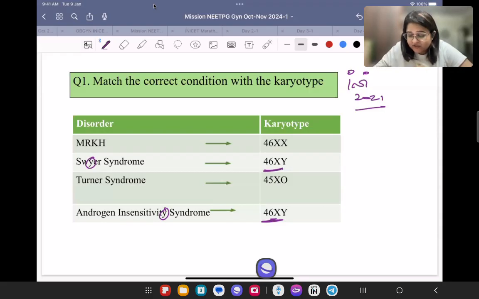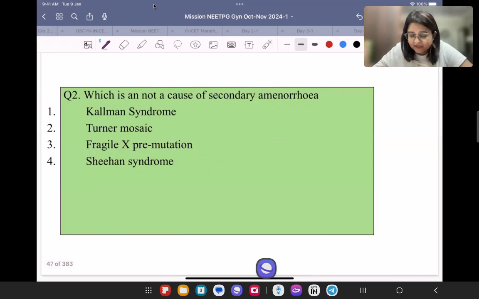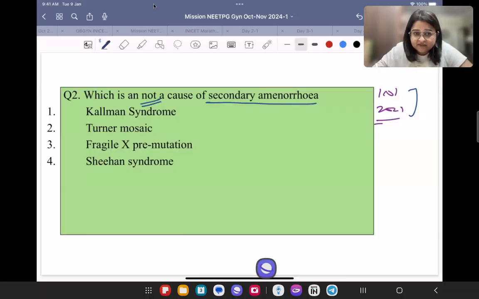Coming back to this question, ठीक है. तो Swyer में Y है, androgen insensitivity में Y है, so 46XY. Turner's we have been studying since childhood, this is 45XO, we all know this. And MRKH is 46XX, ठीक है. In INI 2021, there were so many questions on amenorrhea. I think 5-6 questions were there: which is not a cause of secondary amenorrhea? ठीक है. The answer is Kallmann. Kallmann always causes primary amenorrhea.